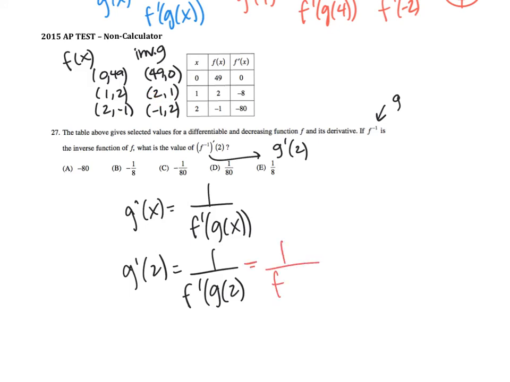And I'm left with 1 over f prime of 1. F prime of 1, they showed us, is negative 8. So I'd have 1 over negative 8, or negative 1/8.